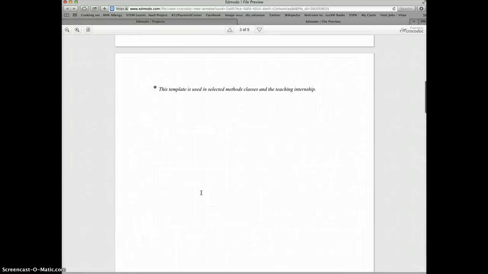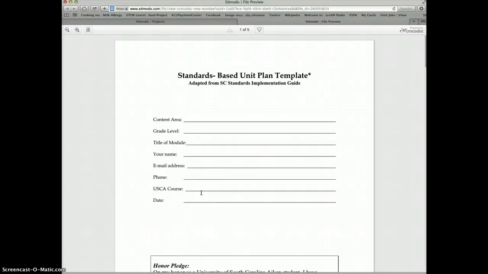And so really that's pretty much it. So this really isn't that much different than just an extended lesson plan. It's essentially taking multiple lesson plans and putting them together and having an overall unit goal and objective that you're going for. So I think that'll be it.